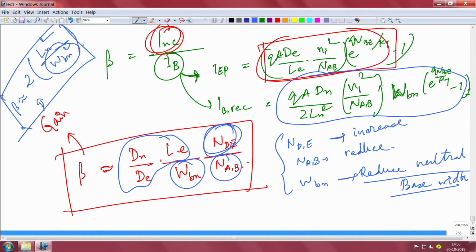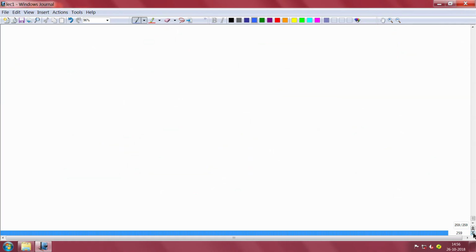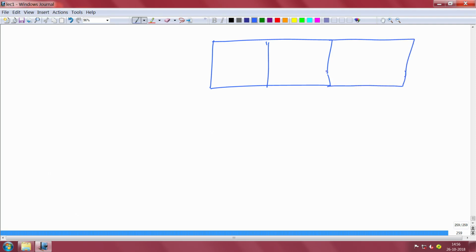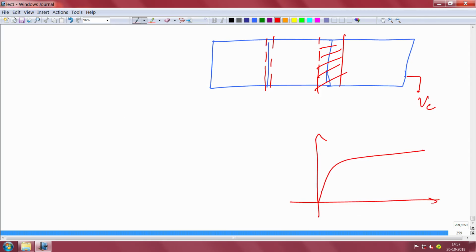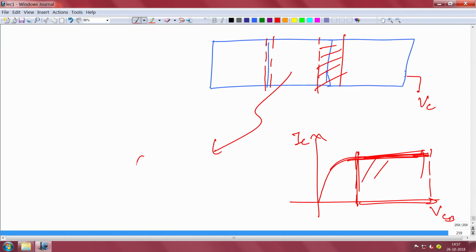But there is some price you have to pay, you do not get all of these things free of cost. So, what is one problem? Ideally, okay, I understand that there is a depletion here, there is a small depletion here because of forward bias, there is a large depletion here. Whatever collector voltage you are applying, like this is your output characteristics and this is your collector current. The collector current here does not depend so much on the collector voltage. After it becomes flat, saturates, the collector voltage does not actually have an effect on the collector current.